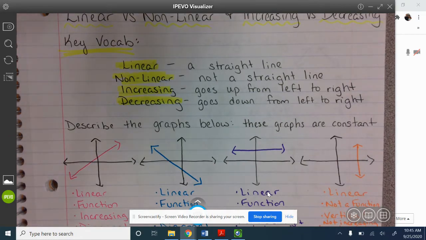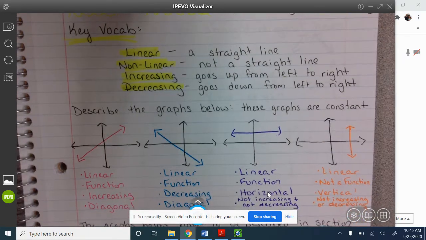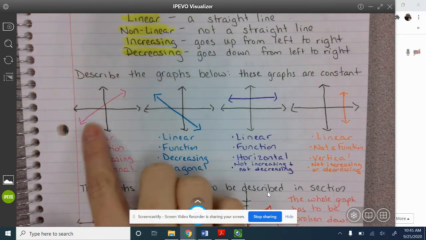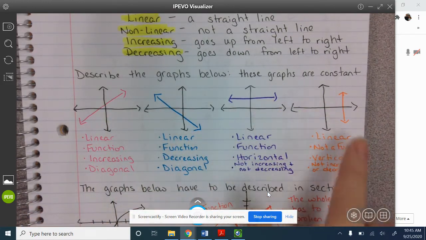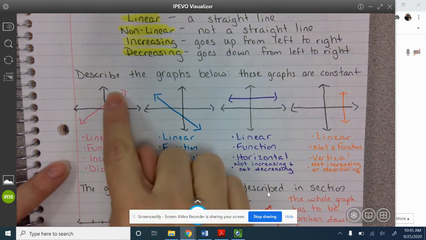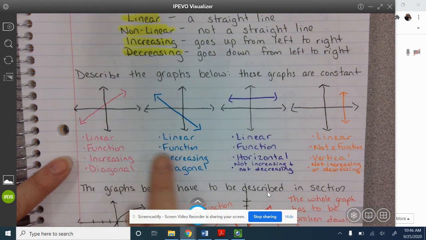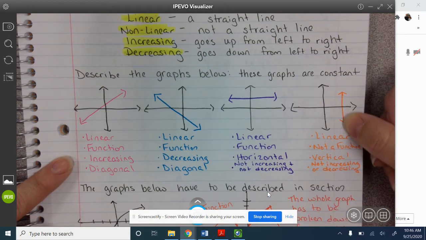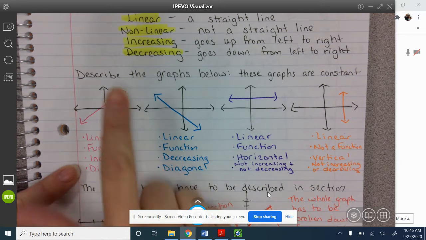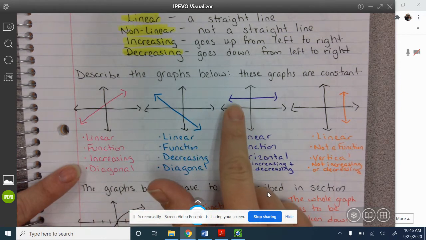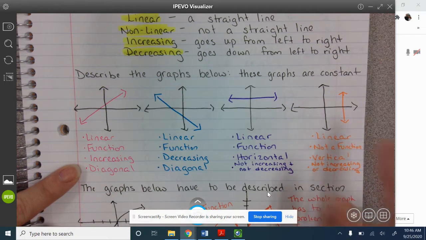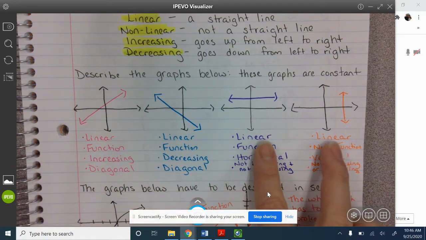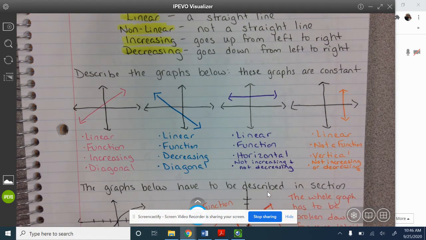So looking at these four graphs, you can see that they are all linear. They are all straight lines. These first three are functions, and I have that written for you. This one is not a function because it doesn't pass a vertical line test. The pink one is increasing, the blue is decreasing. Purple is horizontal, and orange is vertical. These first two are diagonal lines, and these next two, they do not increase and they do not decrease.